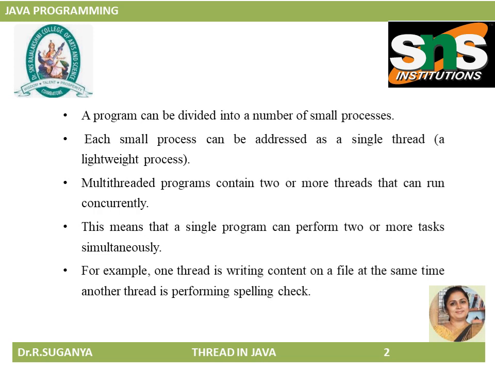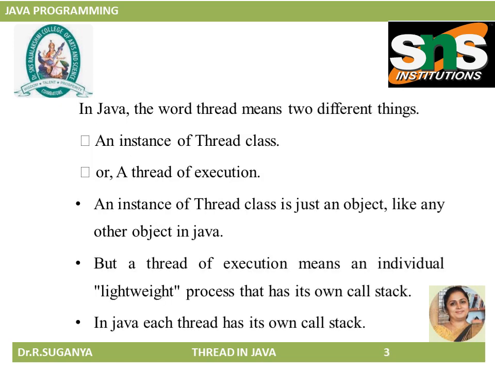For example, one thread is writing content to a file, and at the same time another thread is performing spell check. In Java, the word thread means two different things: an instance of the Thread class or a thread of execution. An instance of the Thread class is just an object like any other object in Java. But a thread of execution means an individual lightweight process that has its own call stack.